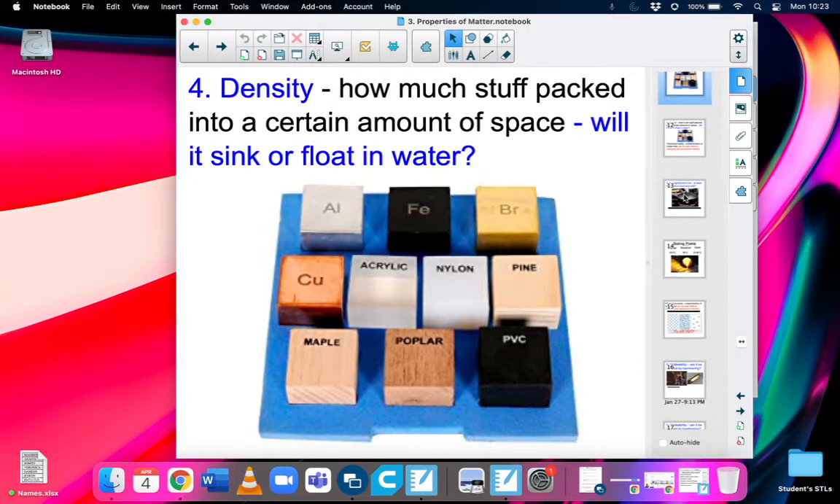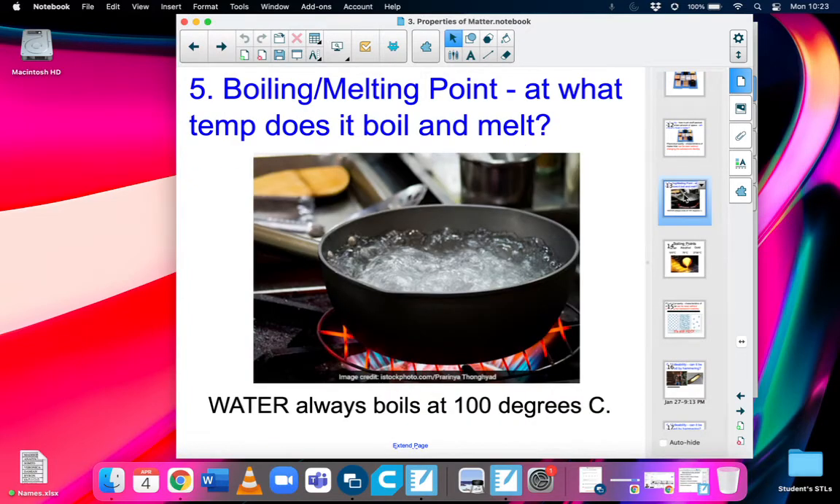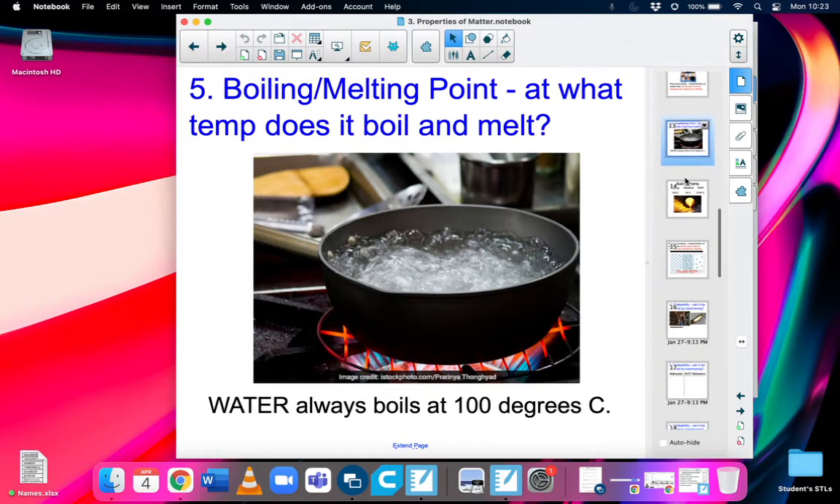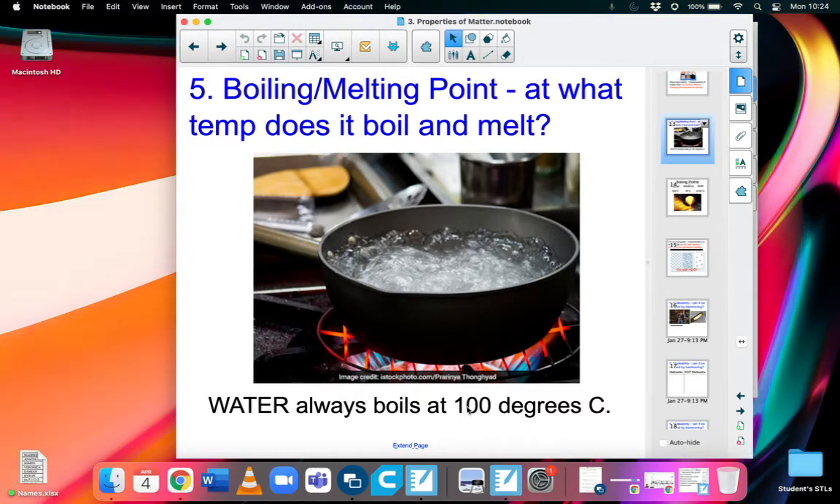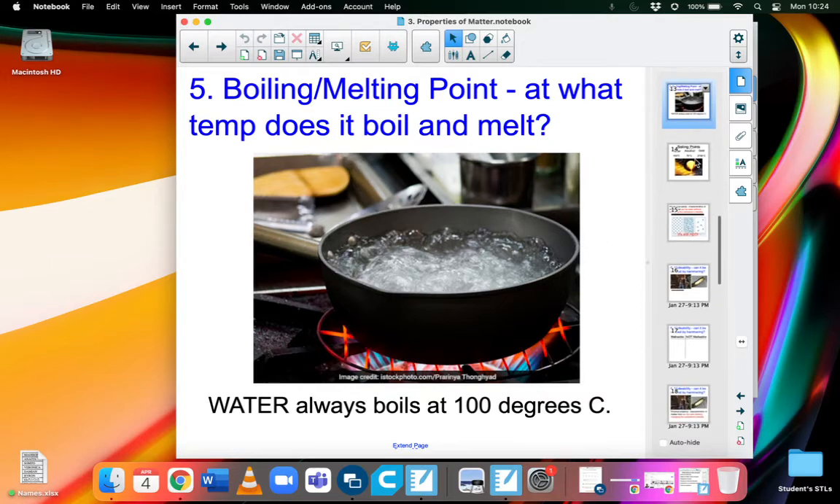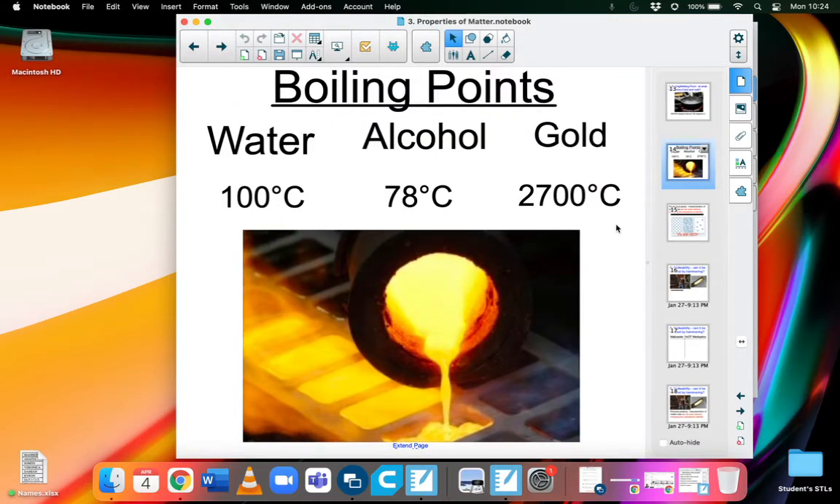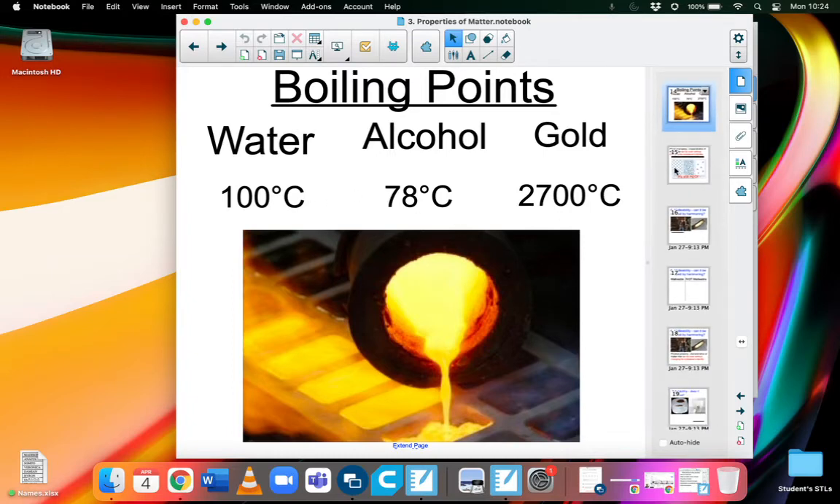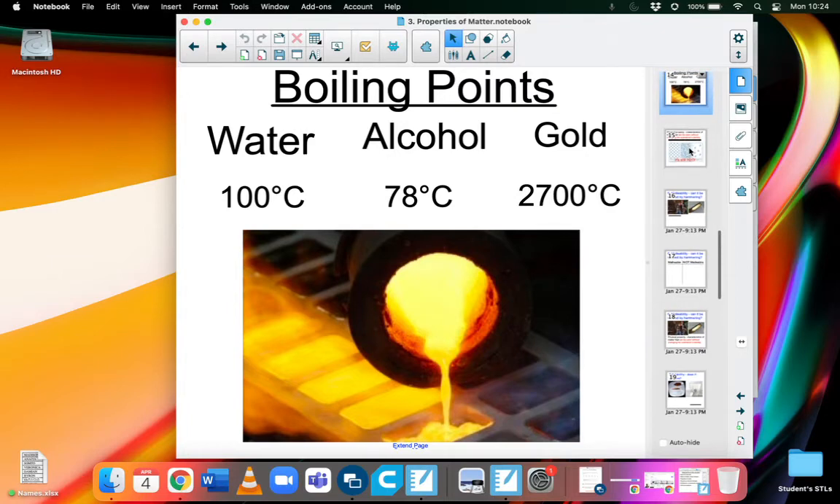Okay, so that's another property of matter that we can use to describe certain substances. Boiling and melting point: at what temperature does it boil or melt? We know that a clear liquid, if we boil it and it boils at exactly 100 degrees, that's when it turns from a liquid to a gas. We know it's water because that's the boiling point of water. And so different liquids have different boiling points because all substances, whether it's alcohol or water or gold, they all have unique properties. And boiling point is one of the properties that we know.